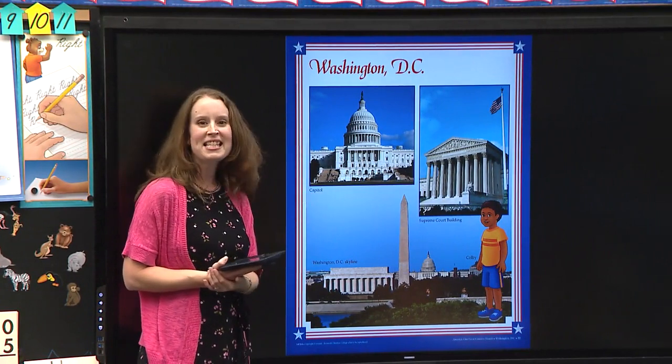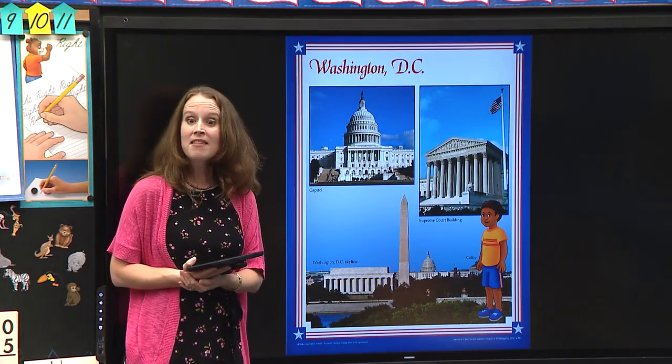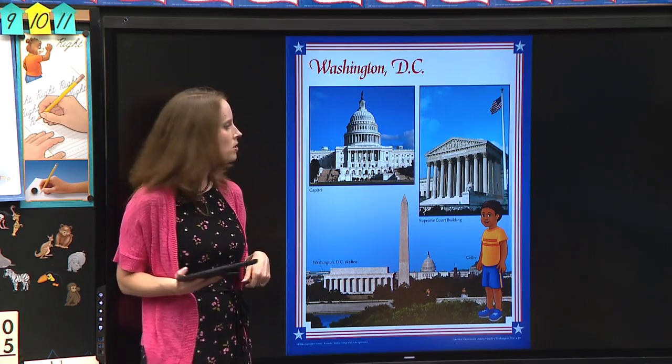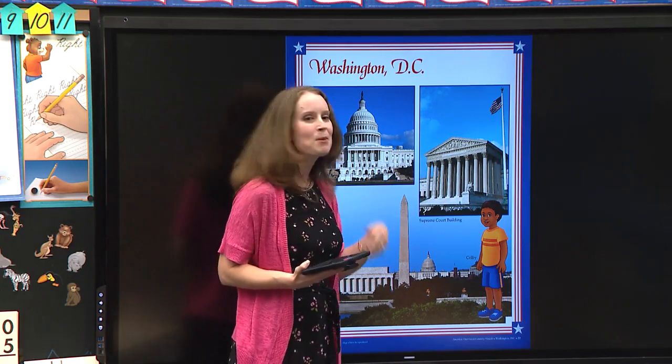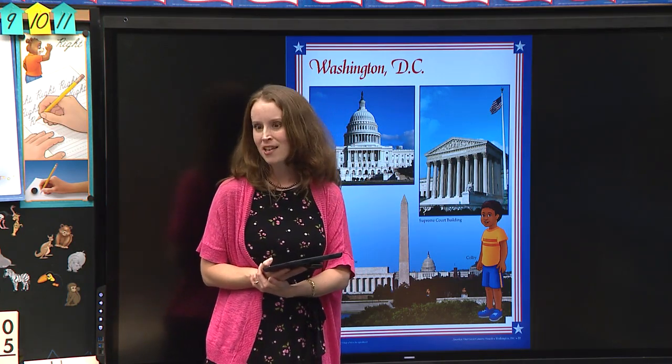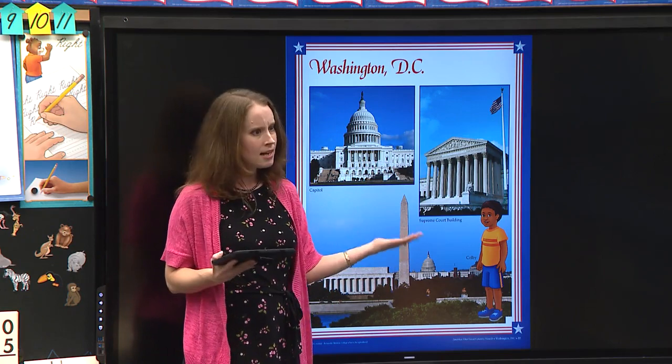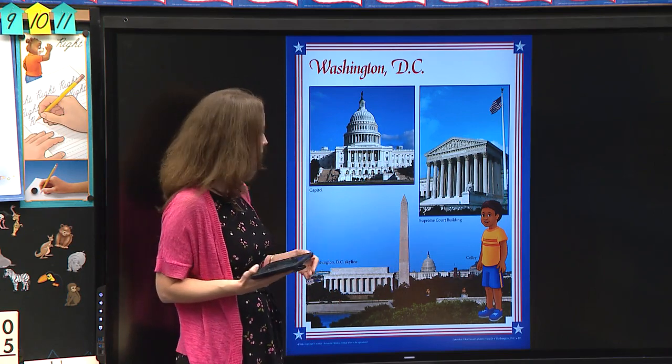The first building I see is the Capitol building. And this Capitol building is where laws are made. We'll talk about what laws are in just a little bit. Over here is the Supreme Court building, and there are 9 justices, 9 judges who get to rule from this building, and they decide if the laws that we have are good laws.